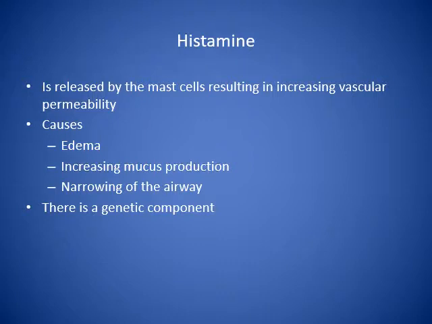So the video talked about histamine release. Histamine causes that bronchoconstriction, that allergy response. That's released by the mast cells, which results in increasing vascular permeability. Histamine will cause swelling and edema and mucus production, and therefore will narrow the airway. There can be a genetic component related to asthma.